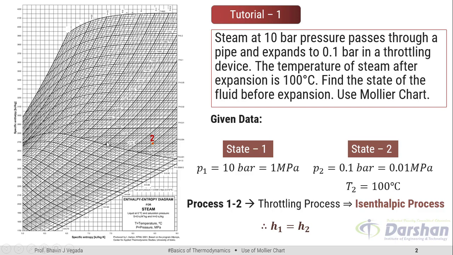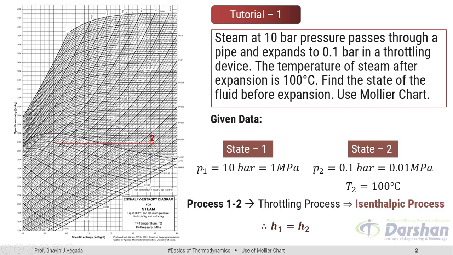Now we can plot point 1 if we know any two properties at that particular point. Here we know that enthalpy remains constant. On the y-axis we have the specific enthalpy, so we have to plot a constant enthalpy line which is passing through point 2. So let us draw one horizontal line, which is the constant enthalpy line, passing through point 2.